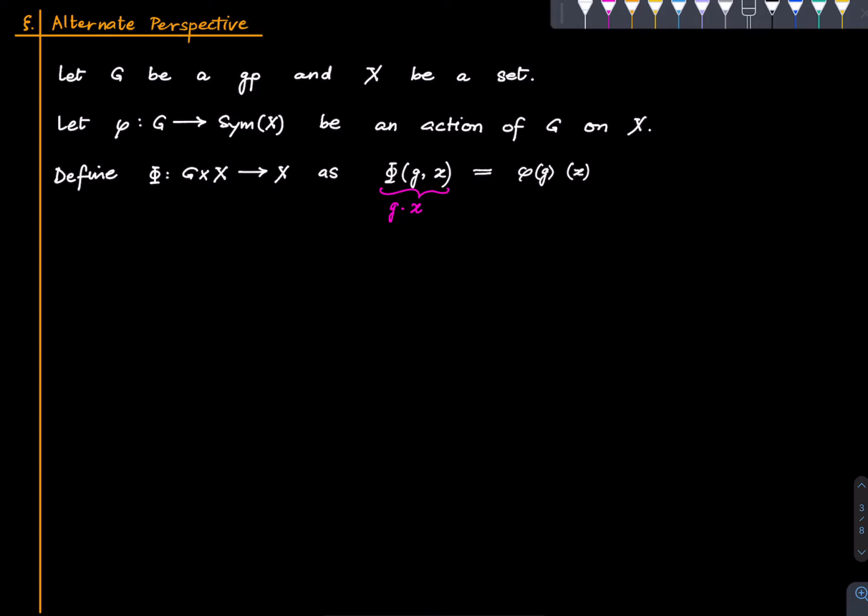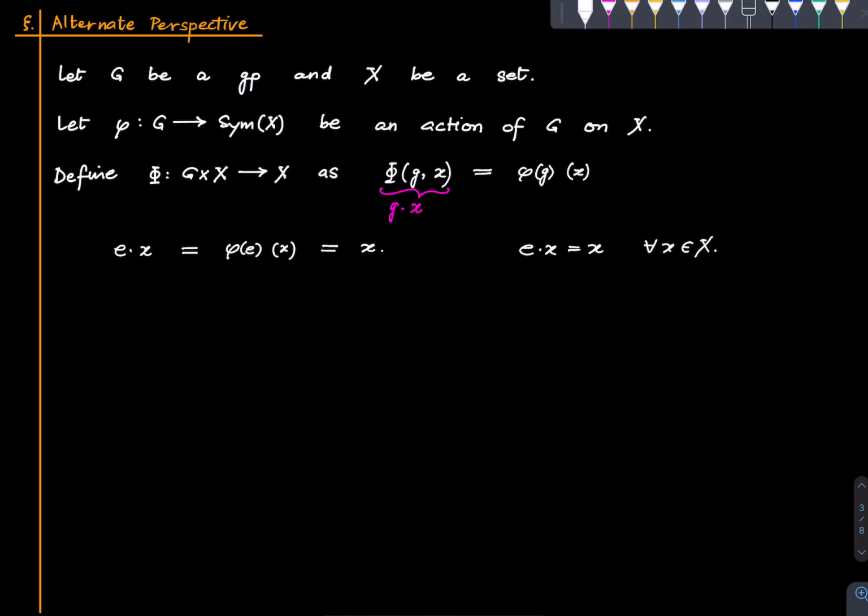Okay, so there are some properties, or at least I would say two properties, that we want to look at. First we notice that e dot x, where e is the identity of the group G, is phi(e) of x. But since phi is a homomorphism, phi(e) is the identity permutation, and therefore this is x. So we see that e dot x is x for all x.